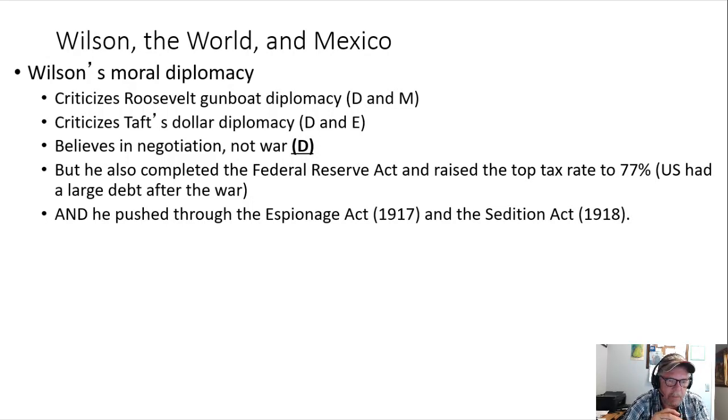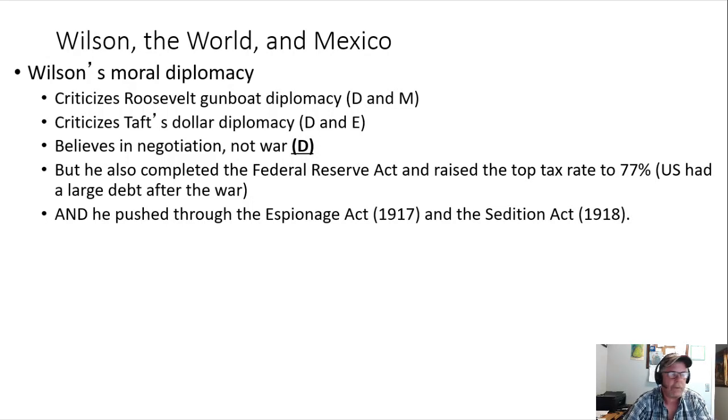He develops what becomes the Federal Reserve. And look at the top tax rate, 77%. And you're going to see part of the why. Now this encompasses his whole presidency, and he was president for 8 years, albeit the last few months he was pretty well incapacitated. But there was a debt after the war, and as we get into the interwar period, you're going to see what that's going to do to not only the United States, it helps kind of set us up for the Great Depression, but to the world.